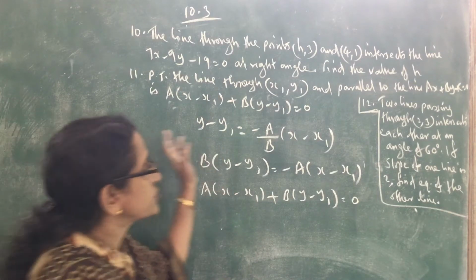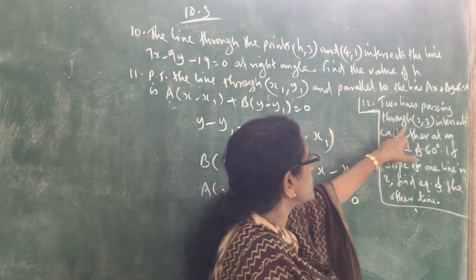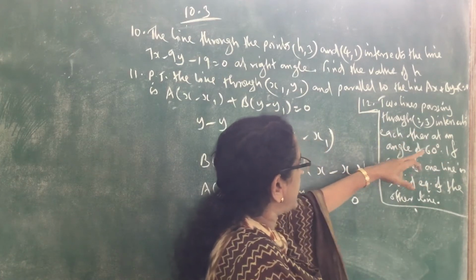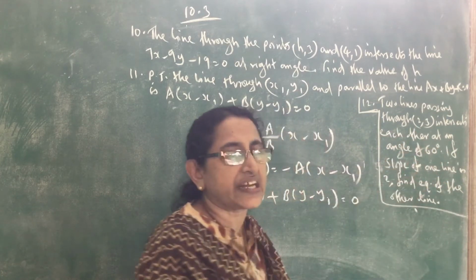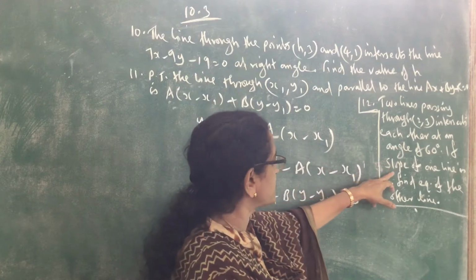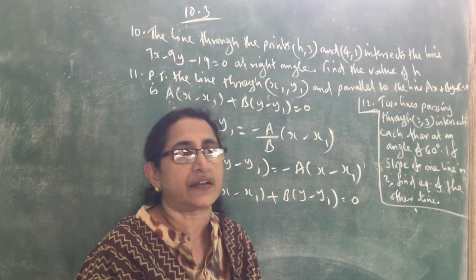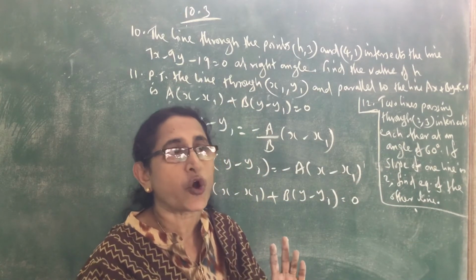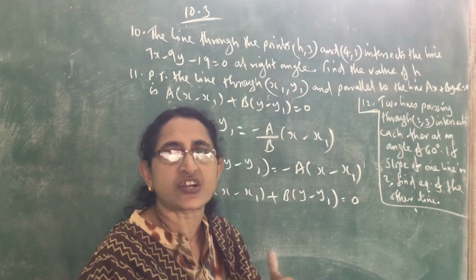Now see question number 12. Two lines passing through (2, 3) intersect each other at an angle of 60 degrees. If the slope of one line is 2, find the equation of the other line. So first we will find the slope of the other line, then we will find the equation of the other line.